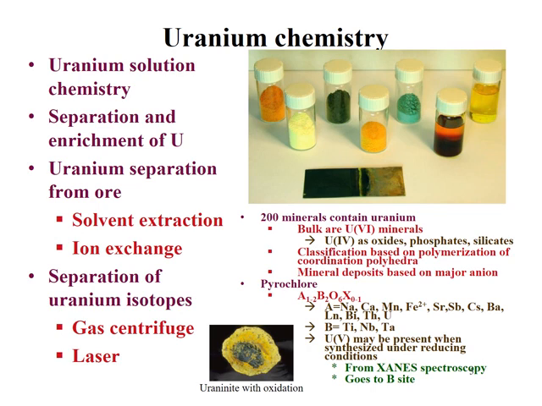In the environment, there are over 200 minerals that contain uranium. The bulk of these are oxidized uranium, and reduced forms as oxides, phosphates, or silicates have also been identified. Their classifications are based upon the coordination polyhedra of the crystals that make up these mineral phases.